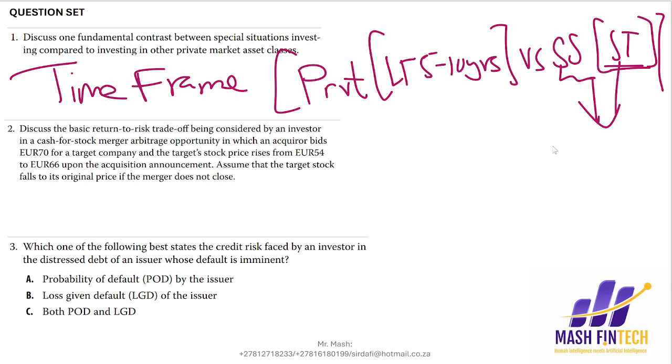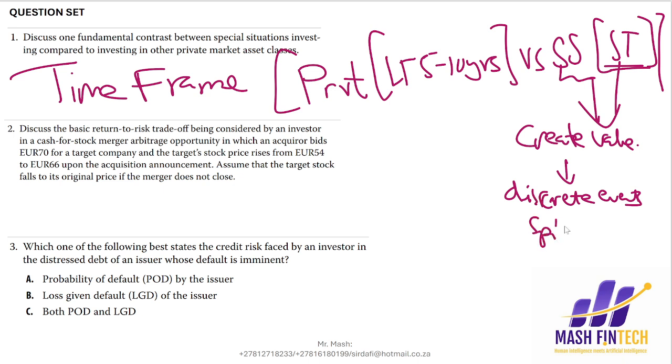Okay, these special situations, they want to create value. The idea with special situations is to create value, and the creation of value is going to be driven by the outcome of discrete events. These discrete events could be things like restructurings, bankruptcies, divestitures, litigation, spin-offs. We spoke about these discrete events, right? The value is going to be created from these discrete events, and these typically occur over a short period of time. All right, so that's the main difference there.